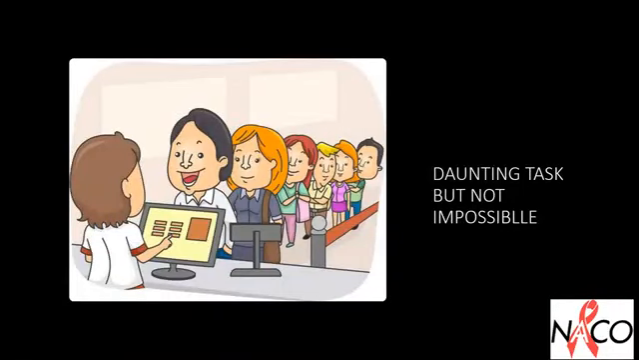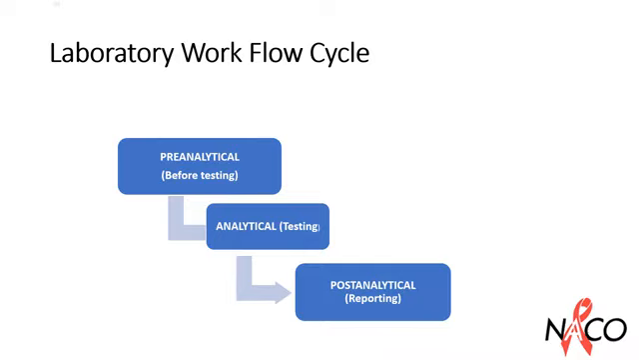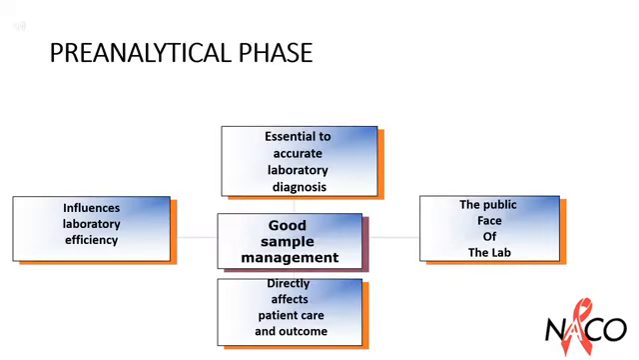Dealing with a huge inflow of patients, managing queues, and handling data of such magnitudes can be a daunting task, but not impossible. The laboratory workflow cycle consists of three phases: pre-analytical, which includes before testing, analytical, which includes testing, and post-analytical, which involves reporting. The pre-analytical phase, which deals with good sample management, is essential to accurate laboratory diagnosis, influences laboratory efficiency, and directly affects patient care and outcome, leading to a good public face of the laboratory.